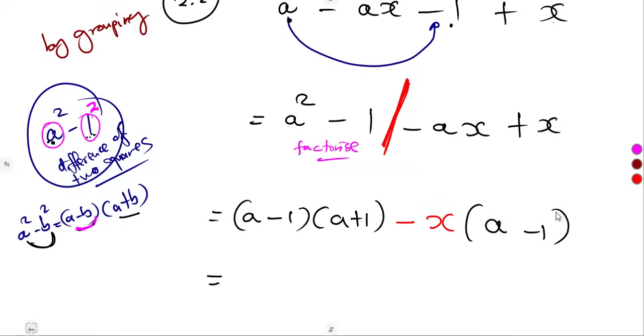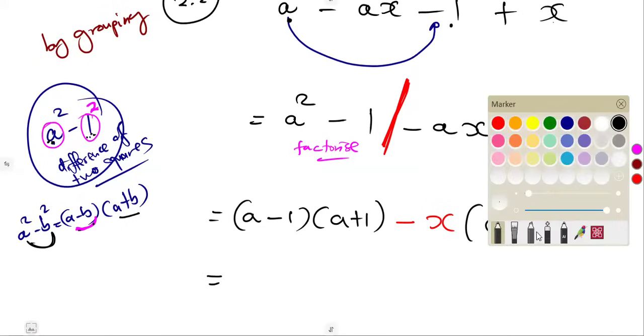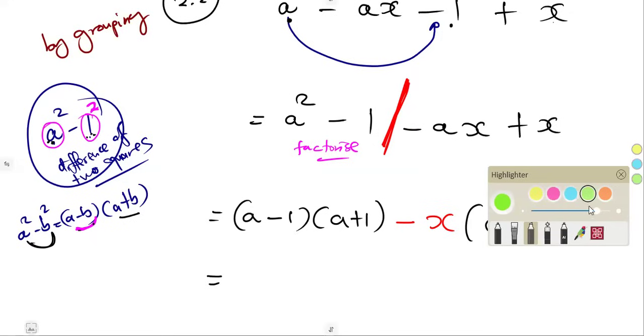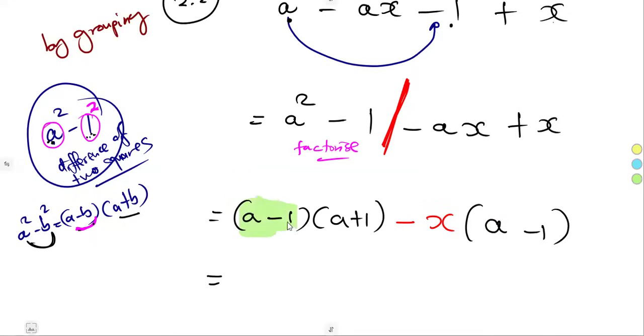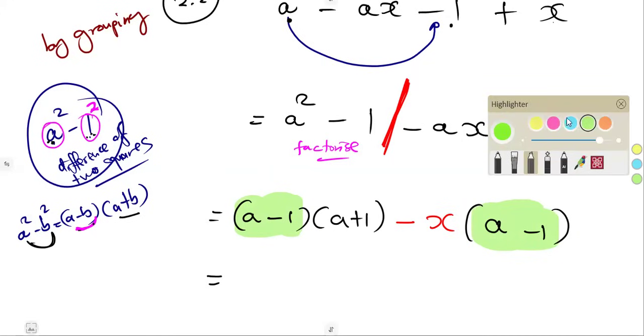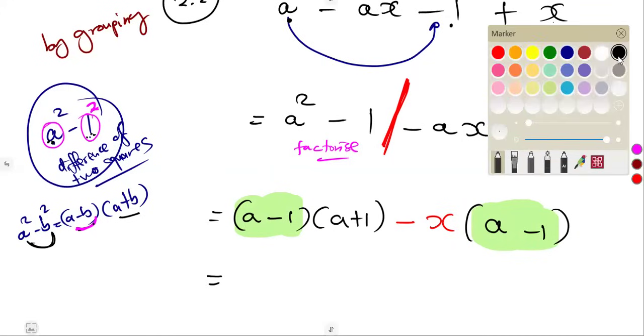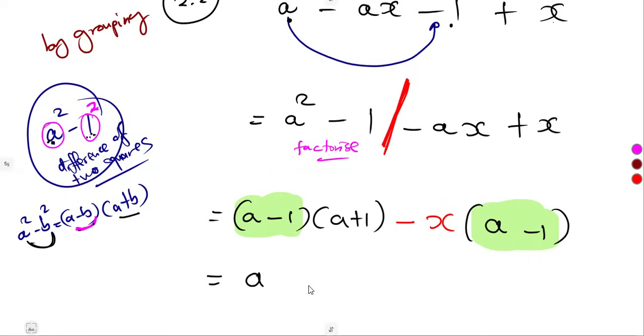And what do you do with that common bracket? You factor out that common bracket, which is the A minus 1 that we are seeing here. Since it is common, let us factor it out. Let us take it out as a bracket as it is, A minus 1, we take it out.